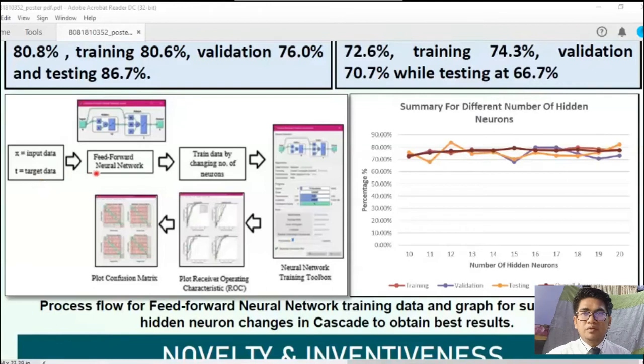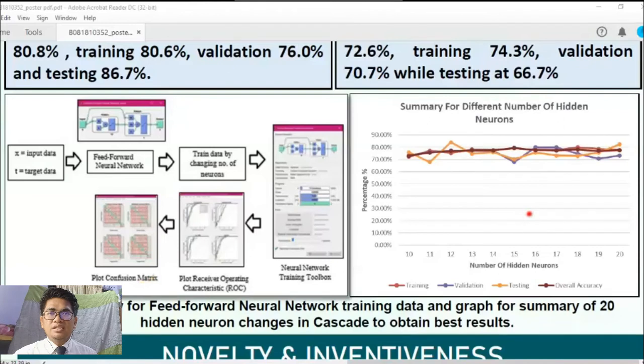After that, the process uses the feed-forward neural network method as the artificial neural network and trains the data by changing the number of hidden neurons. The neural network toolbox is used to plot the receiver operating characteristic, or ROC. Then the confusion matrix is plotted to obtain the overall accuracy.